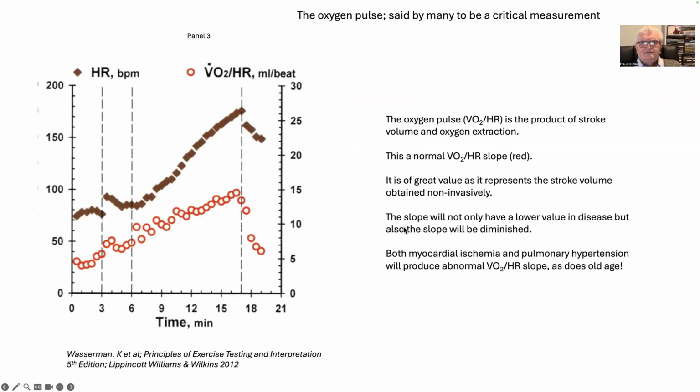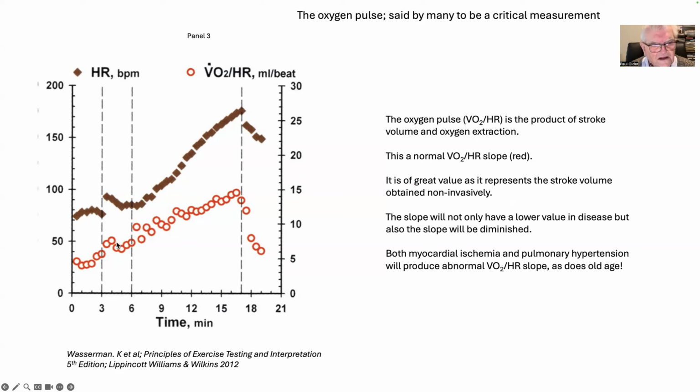The oxygen pulse, said by many to be one of the most critical measurements one can make, is the product of the stroke volume and the oxygen extraction. And this is the normal VO2 heart rate slope. It is of great value as it represents the stroke volume obtained non-invasively. The slope will not only have a lower value in disease, but also the slope will be diminished. Both myocardial ischemia and pulmonary hypertension will produce an abnormal oxygen pulse slope, as does old age.